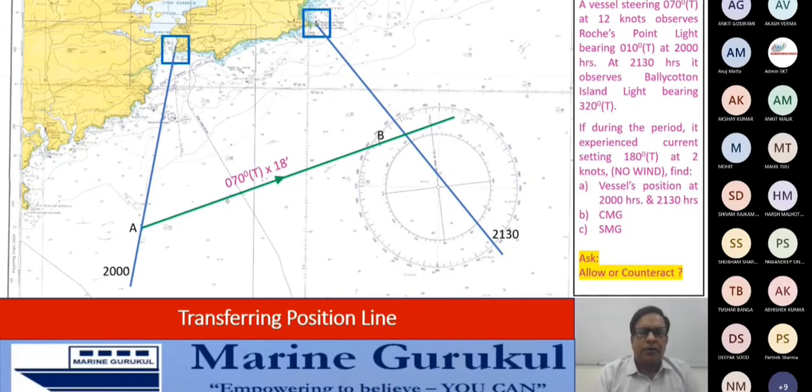Now we have to allow for current. I hope you remember when you allow for current, the current is applied at the DR position, or the arrowhead end of the CTS line. That means now the current has to be allowed at point B. So we allow the current here, represented by 3 arrows. The rate of the current is 2 knots. So in 1.5 hours, the drift would be 3 miles. So we mark off from B 3 miles on the current vector and we get point C. B to C is 180 degrees true and 3 miles off.